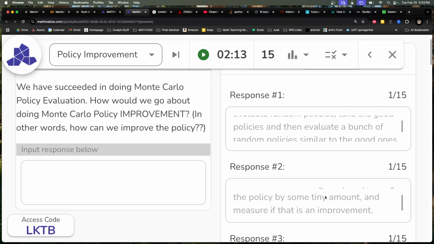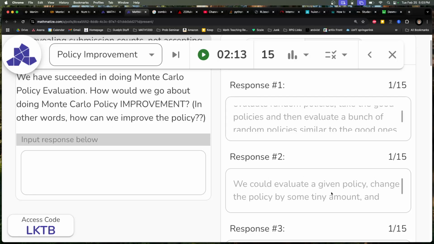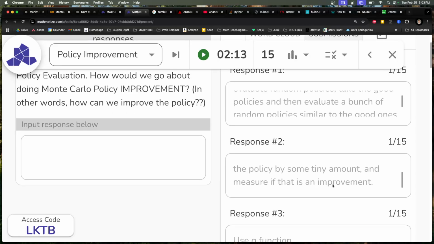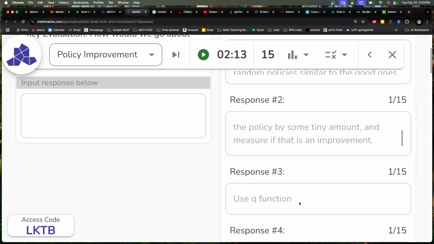Evaluate a policy, change it by a tiny amount, and measure if there's an improvement, so same kind of thing. What we want to do is figure out how we could improve it. Use Q function. This is a very, very simple idea. So far we've done V. Before we also had the Q function. So we had Q of S, A, which was the expected value when you take state S and action A. So that is a nice thing to try to do.